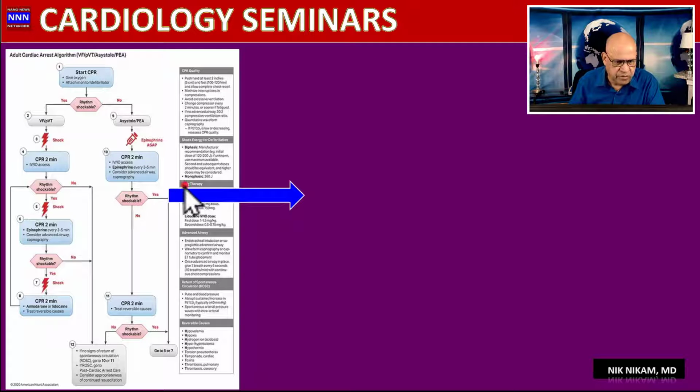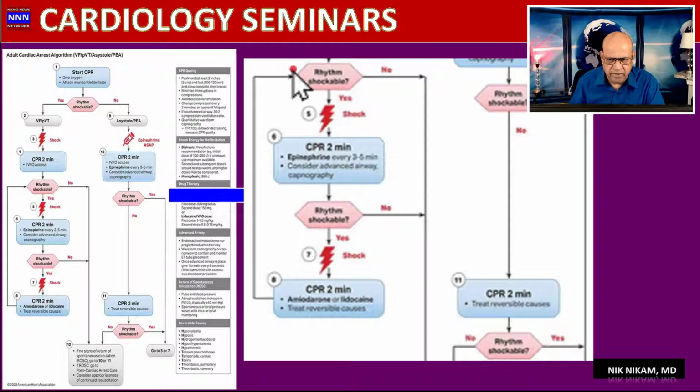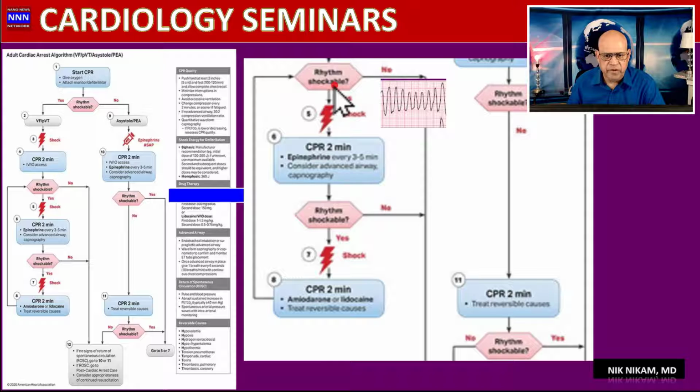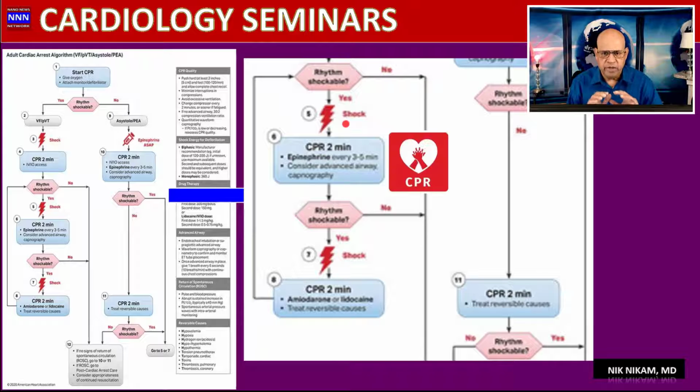Now this is the second part of the chart, and it is covering this segment. So let's look at this segment. We started off here, VT, VFib, we gave the shock, and now we are at this place. After you do 2-minute CPR, you check for the rhythm. Is the rhythm shockable? You shock the patient for the second time.